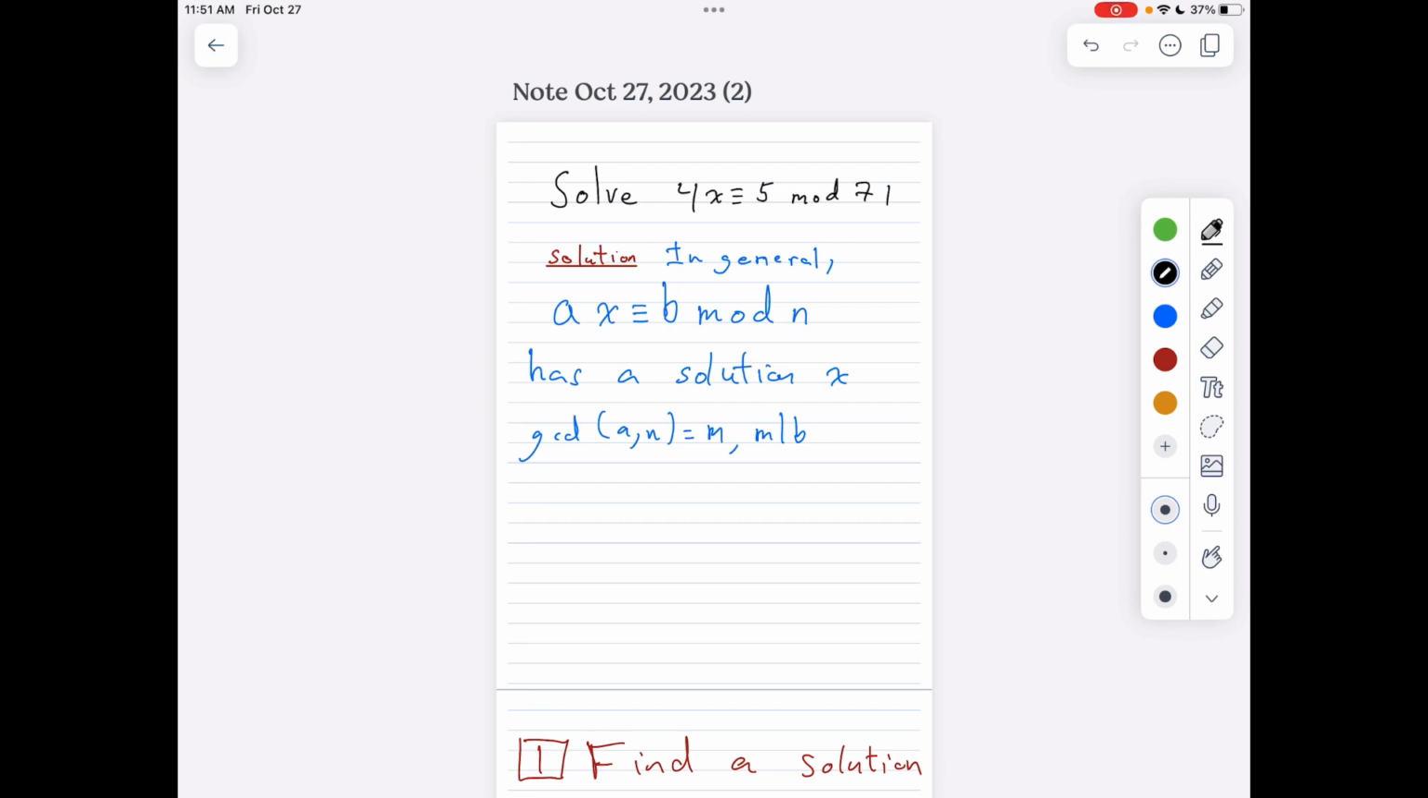We'll have a solution if the GCD of a and n is equal to a number m, and m divides b. All right, so we have to first check that out, see if that's the case or not. So we're going to take the GCD of a, which is 4, and n, which is 71. And the greatest common divisor between those two is 1, right? 1 is the biggest number that divides both.